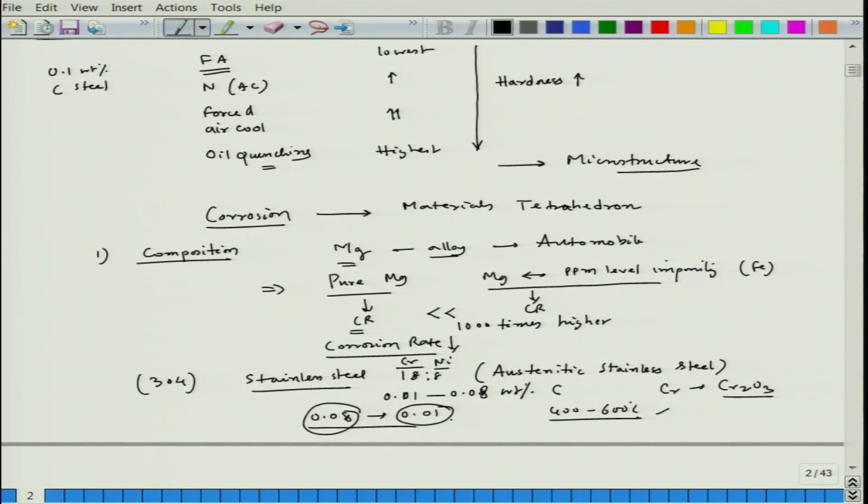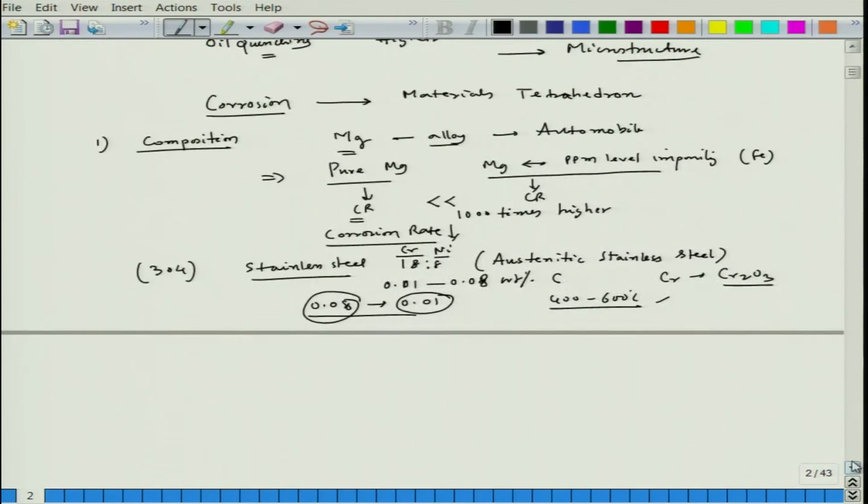So, now again you are coming to the fact that if you change the composition of a particular material, you can get a huge implication on the corrosion properties. Now, on this aspect we will talk about the processing part, but at least you could sense that in that materials tetrahedron we have an apex which is composition that has an effect on that. Now, coming to the microstructure.